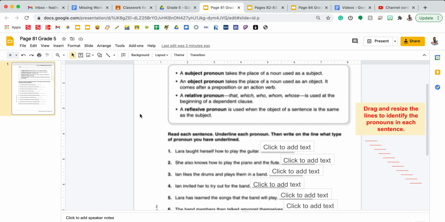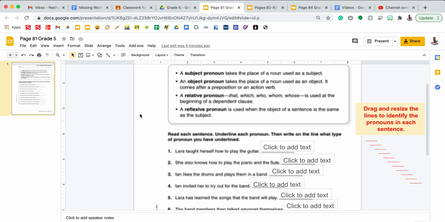A relative pronoun, those are words like that, which, who, whom, and whose, is used at the beginning of a dependent clause. And a reflexive pronoun is used when the object of a sentence is the same as the subject. One clue in finding reflexive pronouns is that they end in self or selves, like herself, itself, themselves.